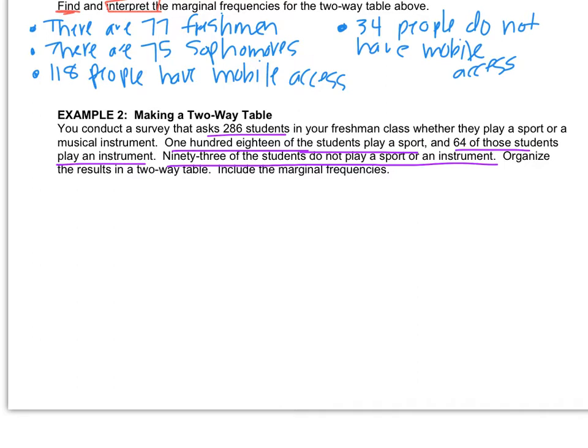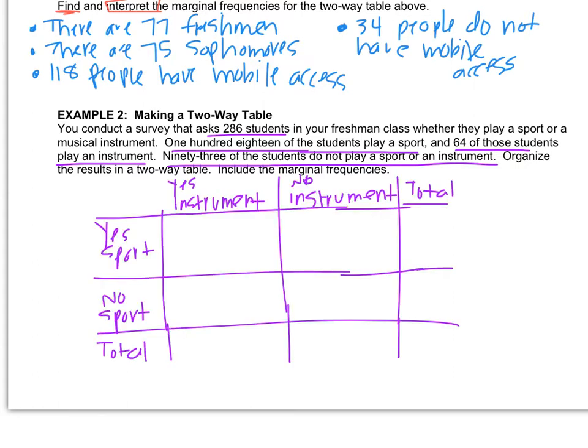So the way that you figure out what your titles are is you think about the 2 questions that were being asked. The first question was, do you play a sport, yes or no? And then the other question was, do you play an instrument, yes or no? So those are going to be my headings. So that's the table. It's said to include the marginal frequencies. My titles are a little rudimentary. Yes sport, no instrument, but you get the point.